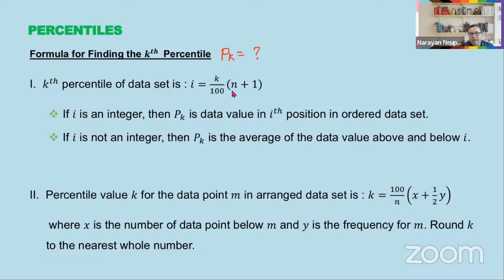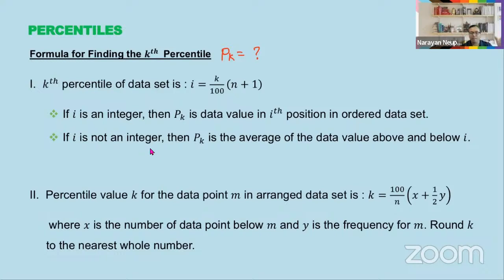So I equals K divided by 100 times n plus 1, where n is the sample size. This will give you the position. After you do the calculation, if I is an integer, whatever number is located at that position is your percentile. But if I is not an integer, just like in the calculation of median, you have to find the average of the numbers below the I and above the I.